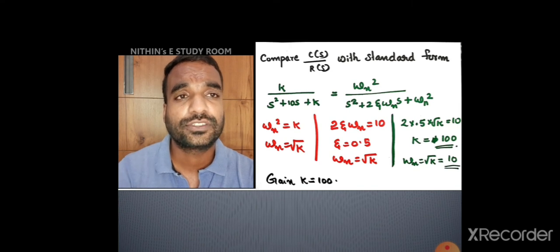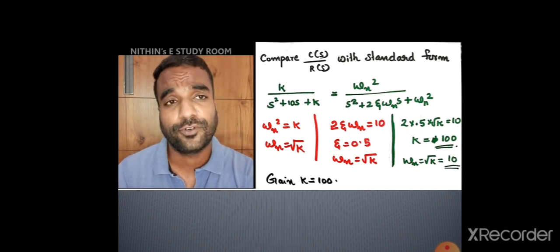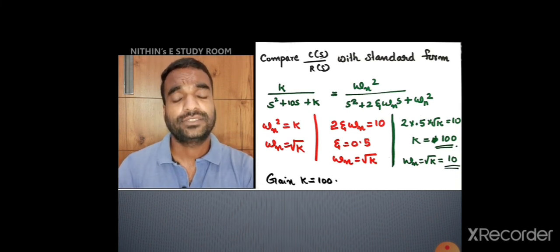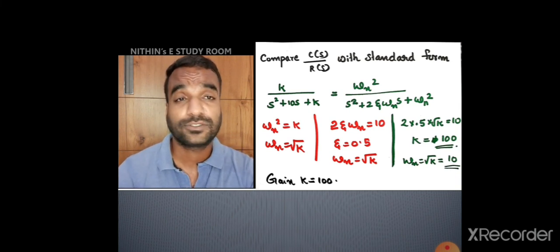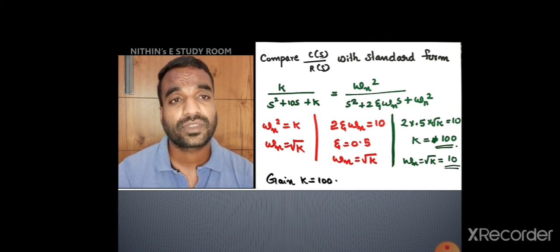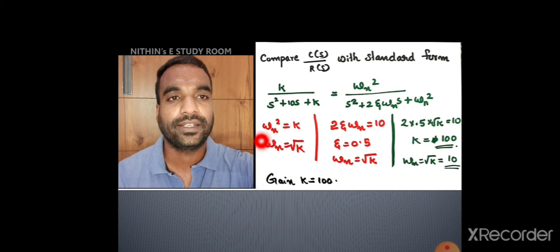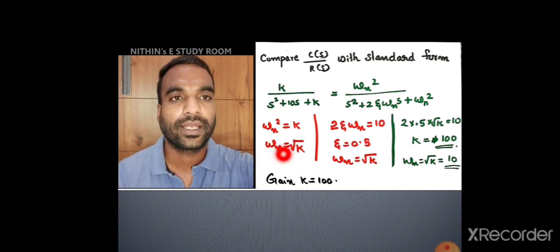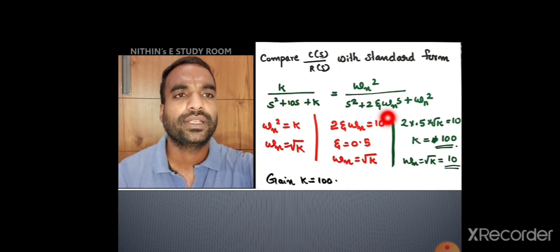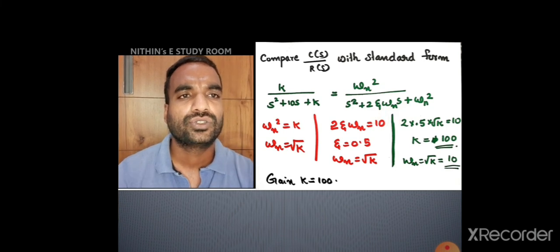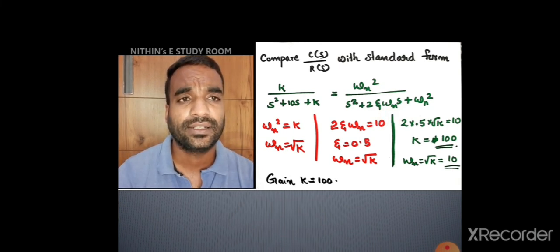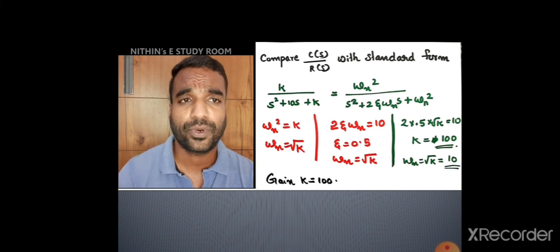Compare c of s by r of s with its standard form. What is the standard form? Omega n square by s square plus 2 eta omega n s plus omega n square. Now we will get omega n square is equal to k, first finding. So omega n is equal to root k. Now compare the term of s. 10s is equal to 2 eta omega n s. So 2 eta omega n is equal to 10.